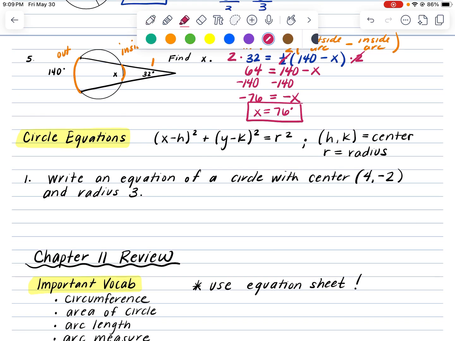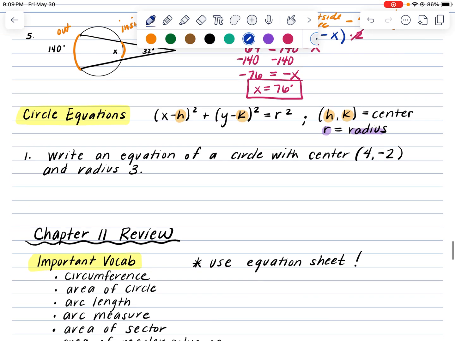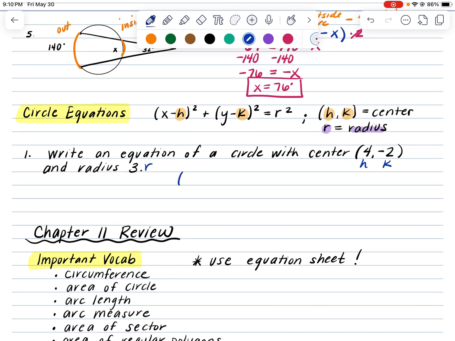When we do circle equations, we remember H and K are the center, and they're always the opposite, and then R is the radius. So I have an equation where I'm going to write the equation. This is my H and K, and this is R. So I would write x minus 4 squared plus y plus 2 squared, again, those are always opposite, is equal to 3 squared, and 3 squared is 9. You do want it as simplified as possible. That looks good to me.